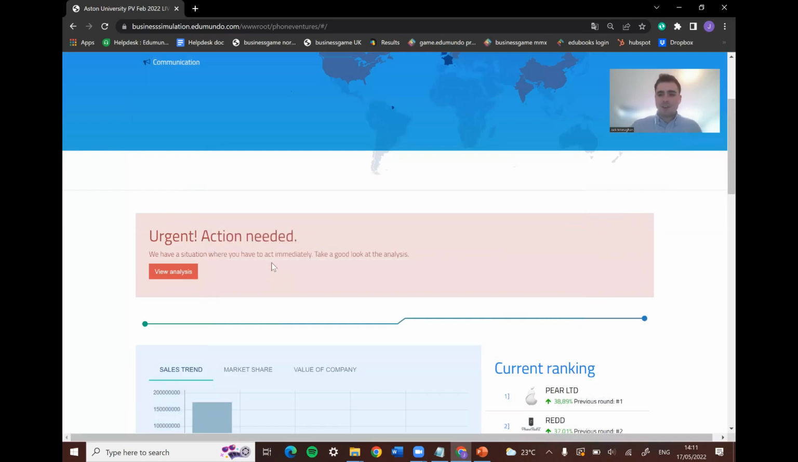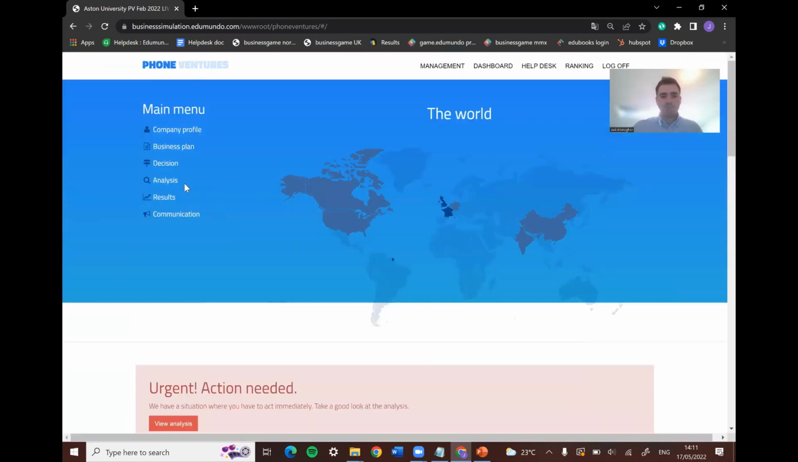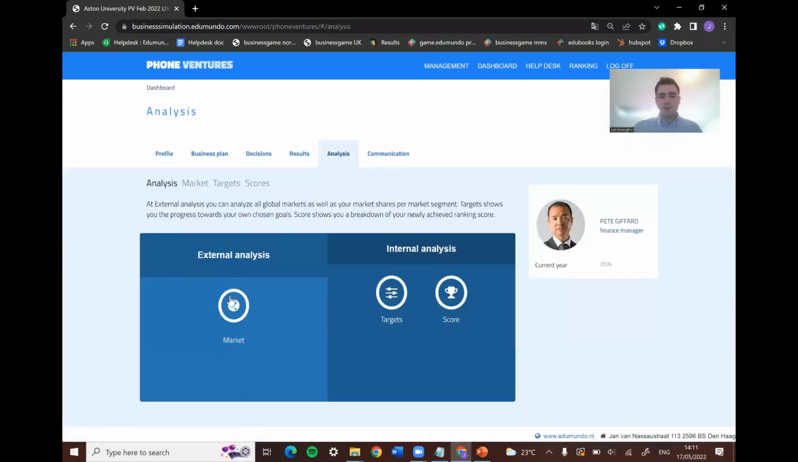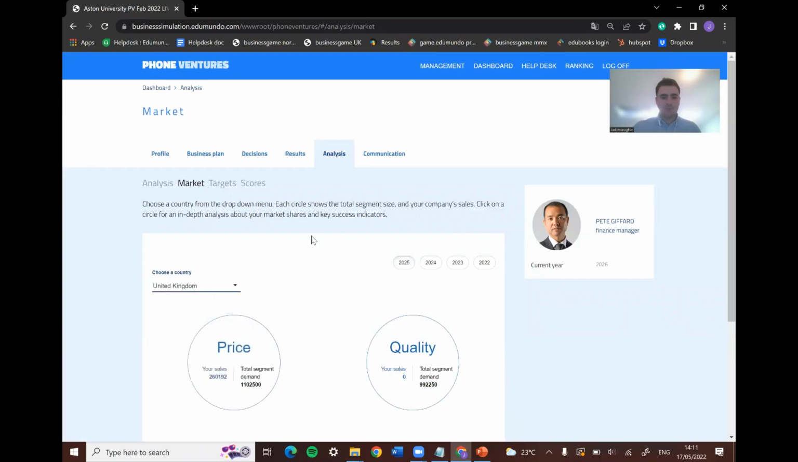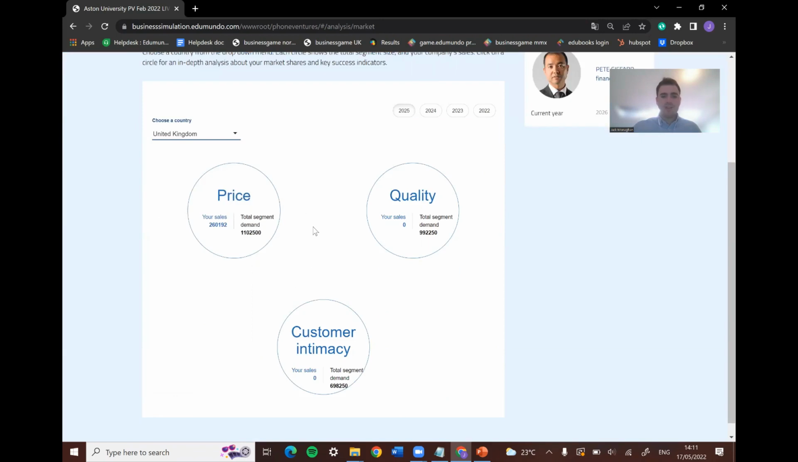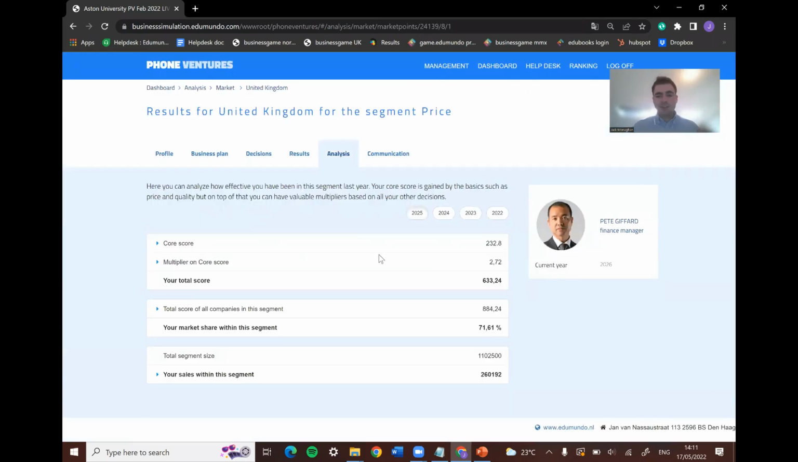That's about it for everything on the dashboard. So next up, we're actually going to go into the analysis tab. Then we're going to go into market and we're going to select a country that we've been operating in. So for example, the United Kingdom, and we can see here your total sales, the total segment demand, but also if you click on one of these segments, for example, price, we can see the exact amount of market share that you achieved within this country due to the decisions that you've taken.